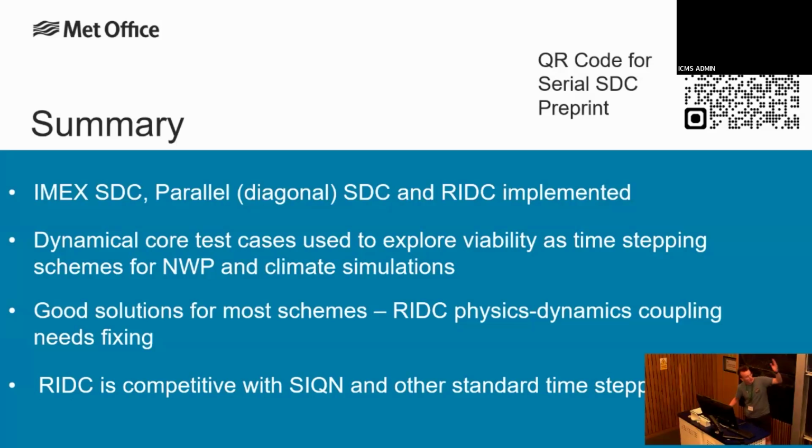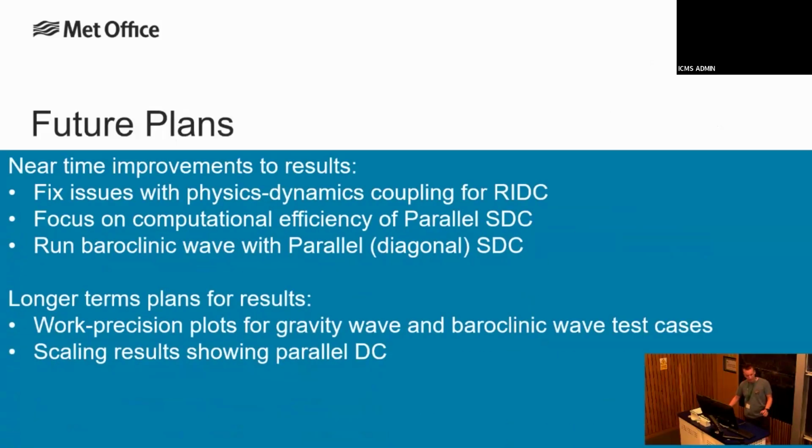At the top is a preprint of the serial paper if you're interested. I've got quite a lot of future plans. In the near term, to improve results, I want to fix issues with physics coupling for Riddick, focus on computational efficiency for parallel SDC, and I'd like to run the baroclinic wave with parallel diagonal SDC, but I can't do that at the moment. Longer term plans are work-precision plots for the gravity wave and baroclinic wave test cases, and scaling results for parallel deferred correction. Okay, thank you. Any questions?